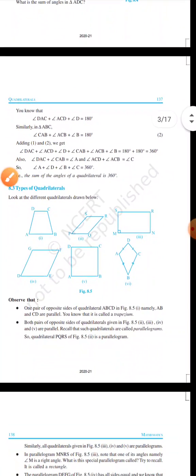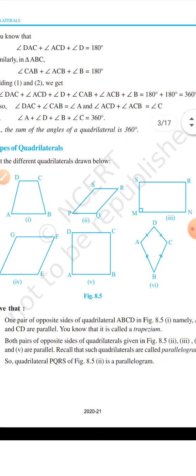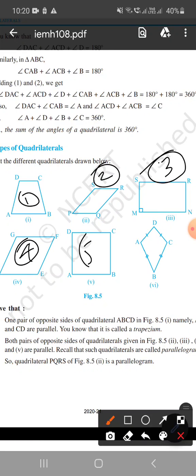Now let's move ahead to types of quadrilaterals. Here we will be discussing 6 types of quadrilaterals. The first one is trapezium, second is parallelogram, third is rectangle, fourth is rhombus, fifth is square, and sixth is a kite. Now let's see the basic definition of these 6 geometrical figures.